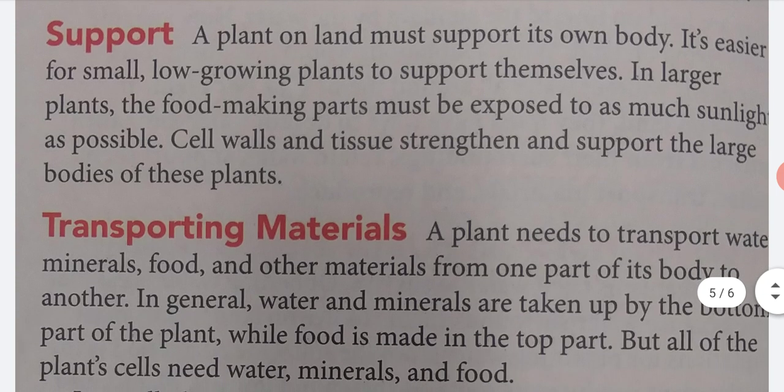Support. A plant on land must support its own body. It's easier for small, low-growing plants to support themselves. In larger plants, the food-making parts must be exposed to as much sunlight as possible. Cell walls and tissues strengthen and support the large bodies of these plants.